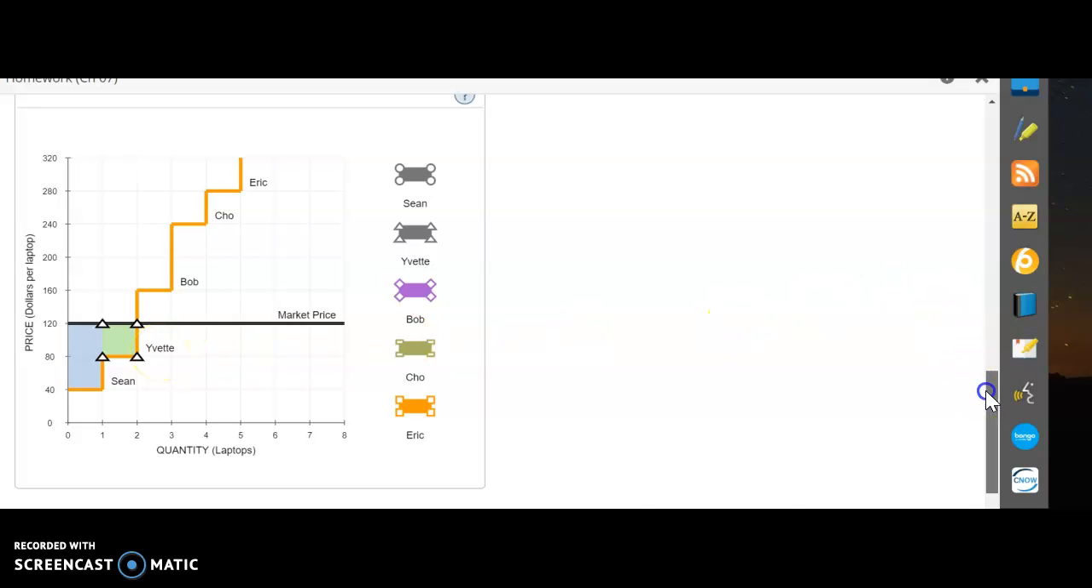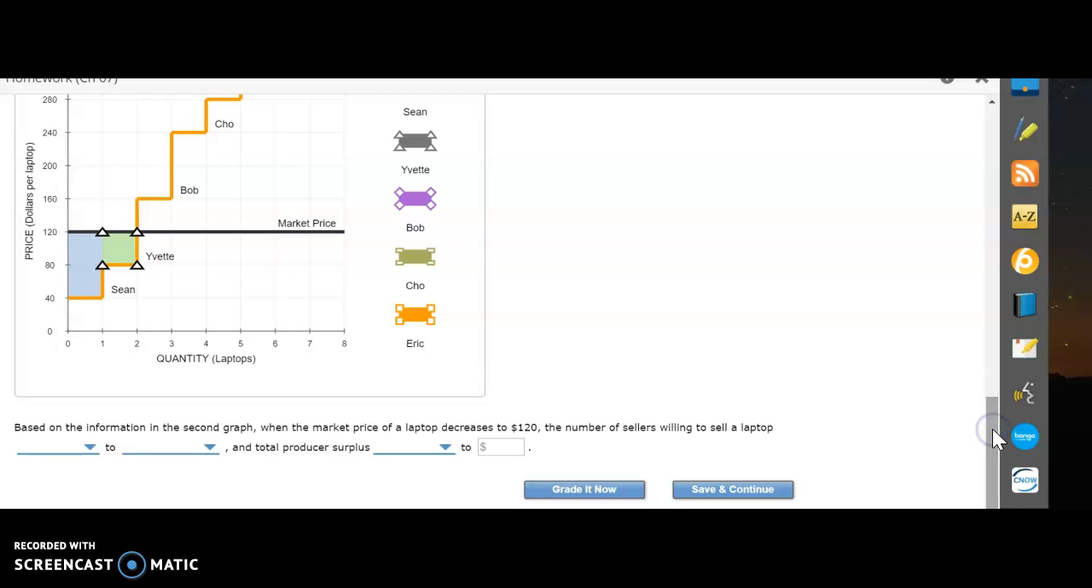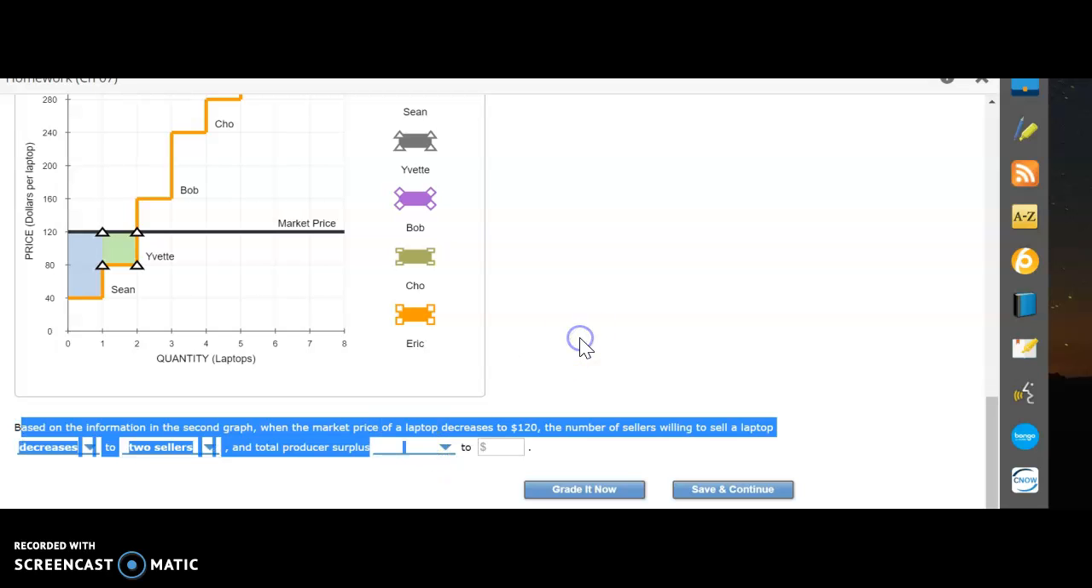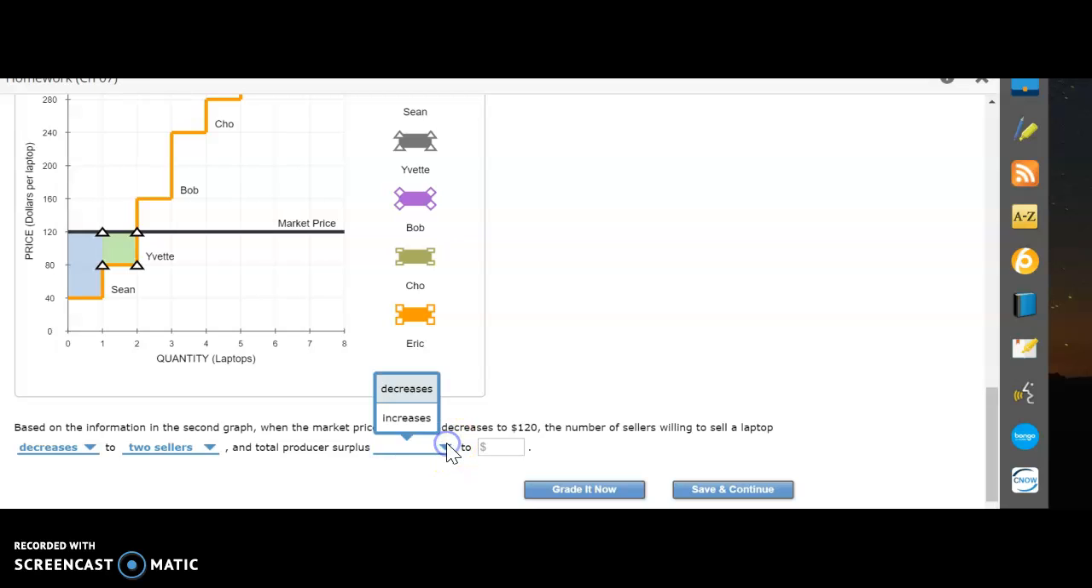Okay, so let's see what this says. Based on the information in the second graph, when the market price of the laptop decreases to 120, the number of sellers willing to sell a laptop decreases to 2 sellers. And total producer surplus decreases. Okay. It decreases to what?